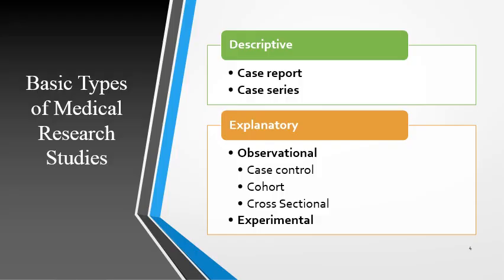So based on the study design, medical research studies have been broadly categorized into two groups. Number one are the descriptive studies, and number two are the explanatory studies. In the descriptive studies, there are two further subdivisions: one is called case reports, and the other is called case series. The explanatory study has been further divided into two major categories. Number one is observational, and second is experimental. The observational study is further divided into case control, cohort, and cross-sectional studies.